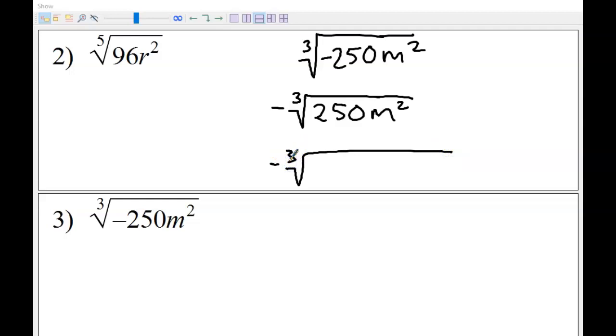Let's see, 250, that's 25 times 10, or you can also do 50 times 5. I'm not going to show my work. I'm just going to put what you would get, right? Now, what can I take out? I've got 3 5s, so I'm looking for groups of 3 identical things, right?